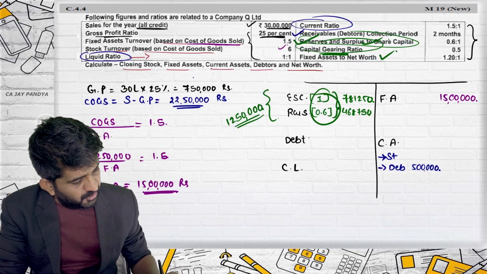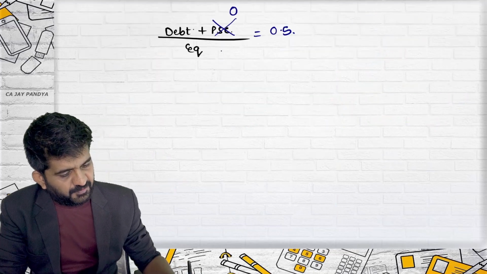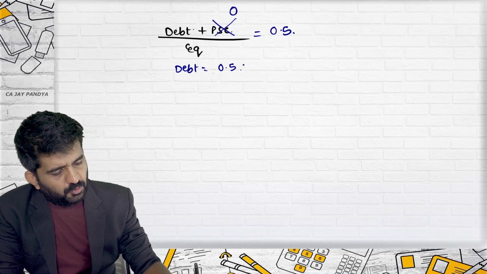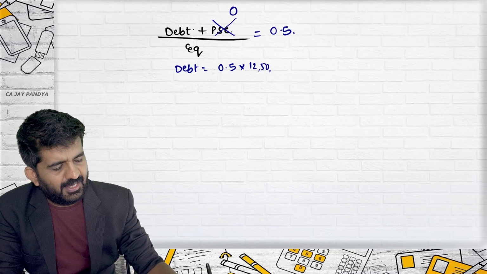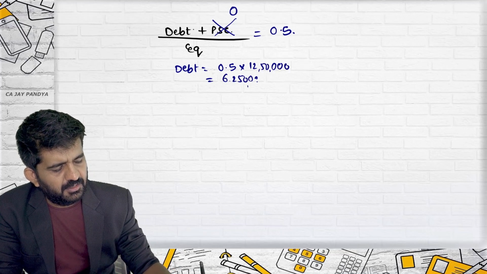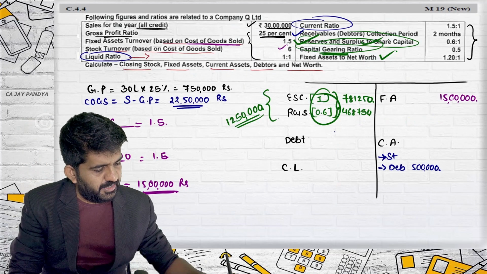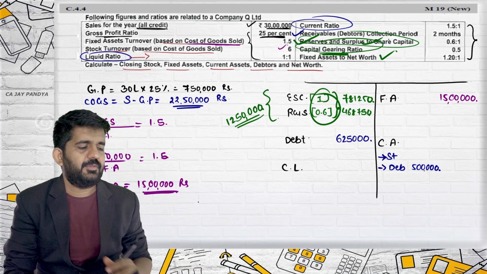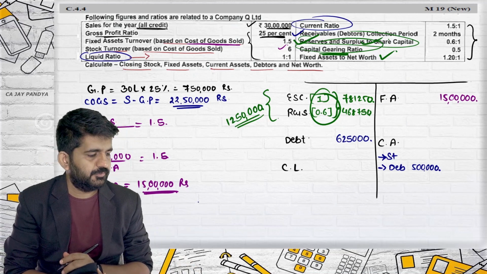We know the answer of equity, yes, it is 12 lakh 50,000. So debt will be equal to 0.5 into 12 lakh 50,000. This will be 6 lakh 25,000. So the debt portion will be 6 lakh 25,000. Alright.